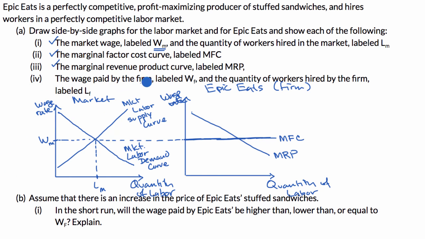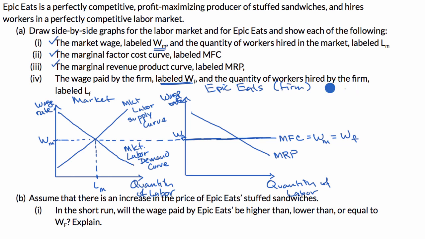The wage paid by the firm labeled W sub F, and the quantity of workers hired by the firm, labeled L sub F. Well, the wage paid by the firm, that's dictated by the market wage. So we could say that this is equal to the market wage, which is equal to the wage paid by the firm. And you could put this over here. The wage paid by the firm is right over there. So we did this first part.